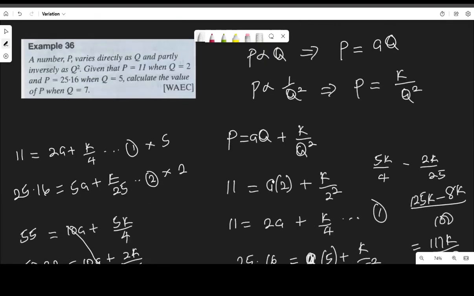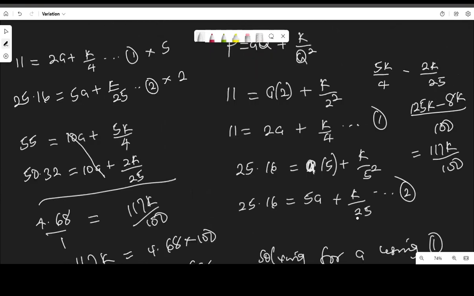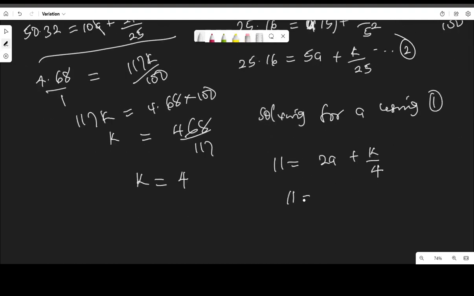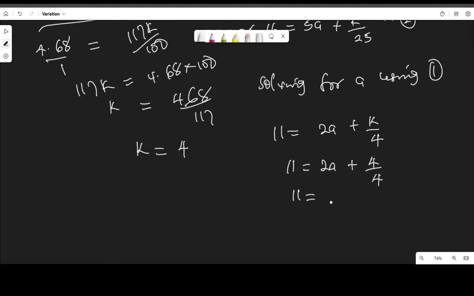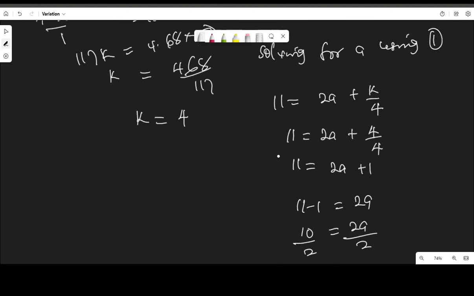Now that we know K, we can find the value of A using any of the equations. I'm using equation 1. We're solving for A using equation 1. Equation 1 says 11 is equal to 2A plus K over 4. 11 therefore is equal to 2A plus K is 4, that is 4 divided by 4. 11 is equal to 2A plus 1. 11 minus 1 is equal to 2A. 10 equal to 2A. Divide both sides by 2. A is equal to 5. So we know A and K.